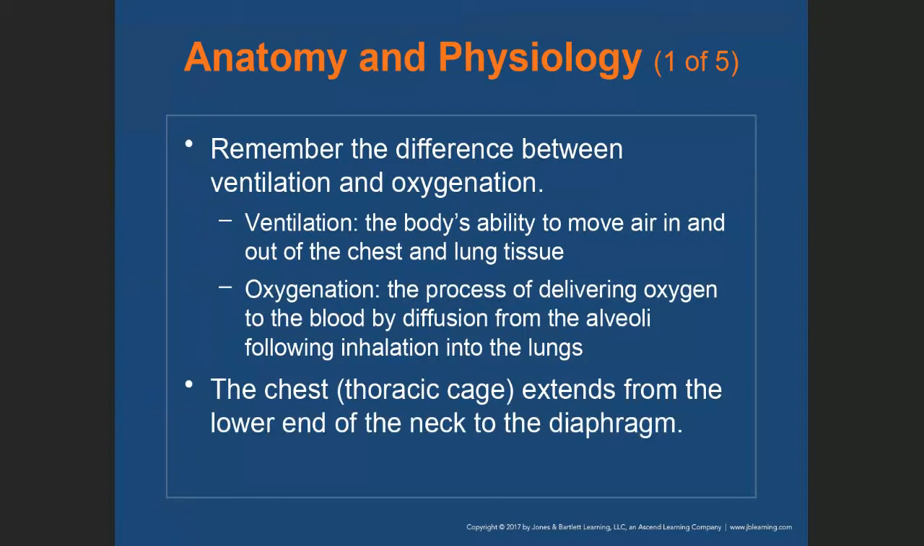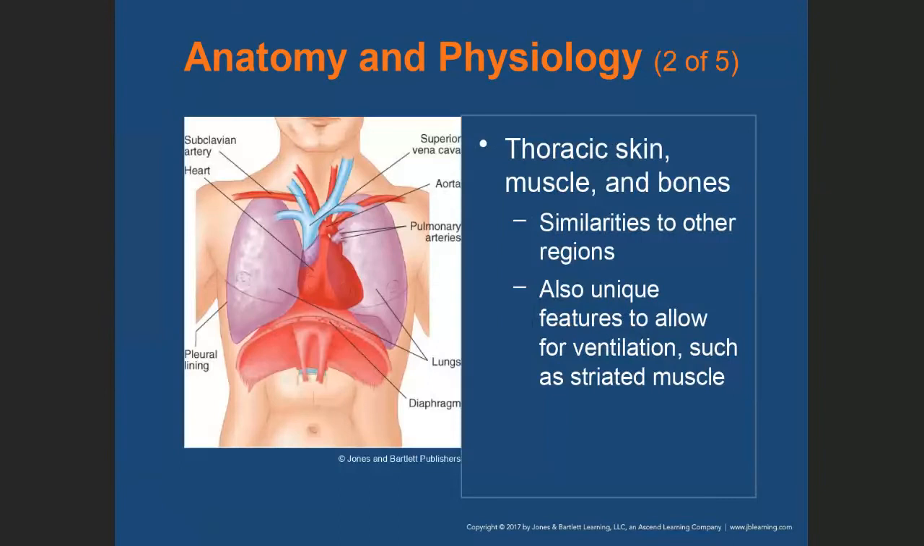The chest or thoracic cage extends from the lower end of the neck to the diaphragm. Thoracic skin, muscles, and bones are located within this region. Similarities to other regions, also unique features to allow for ventilation, such as striated muscles. So the skeletal muscles, the intercostal muscles and the diaphragm are two very important muscles to the process of ventilation.